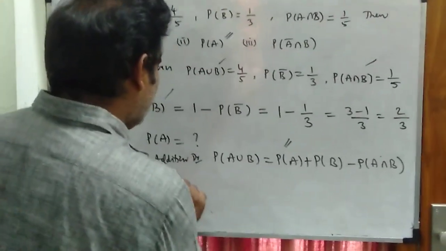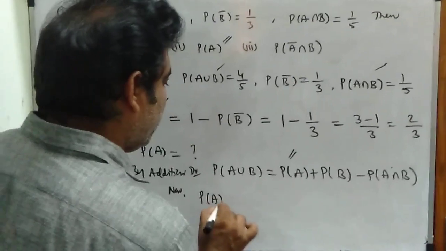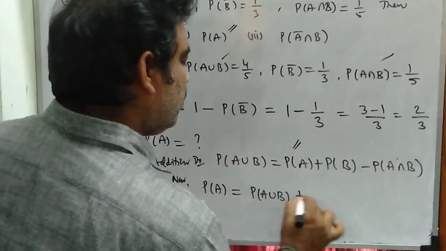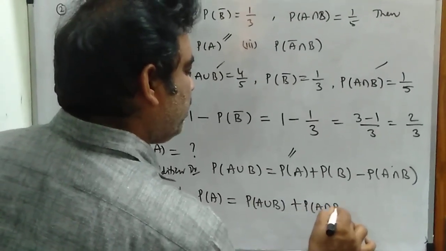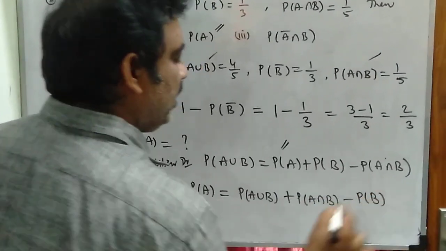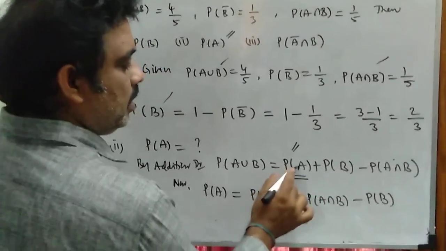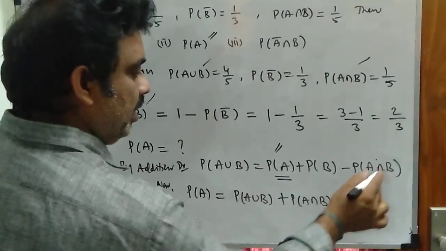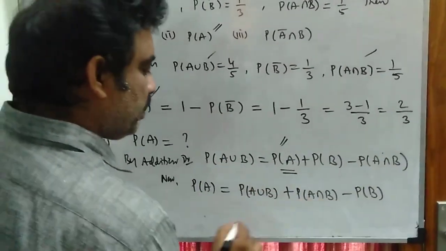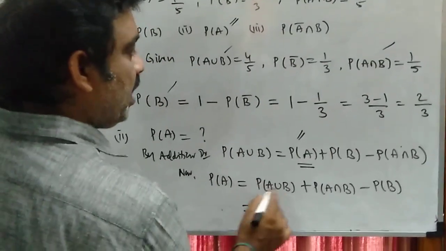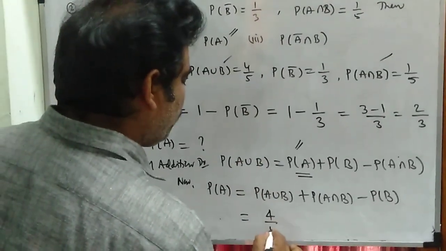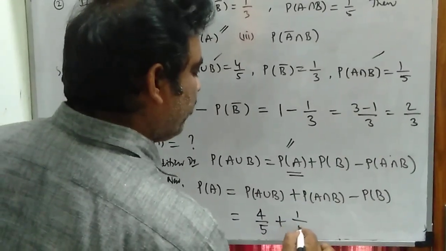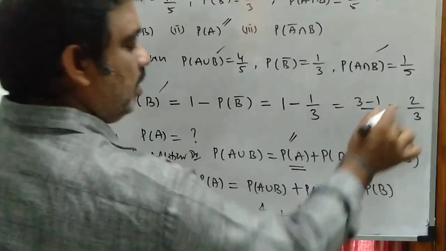Now what is P of A from this? P of A is equal to P of A union B plus P of A intersection B minus P of B. The P of B will go to the right hand side as minus P of B, and minus P of A intersection B will become plus P of A intersection B. So what is P of A union B? From our data it is 4 by 5. And what is P of A intersection B? 1 by 5. What is P of B? 2 by 3.